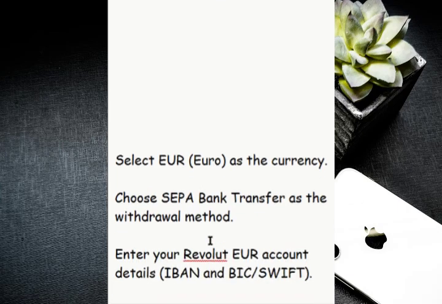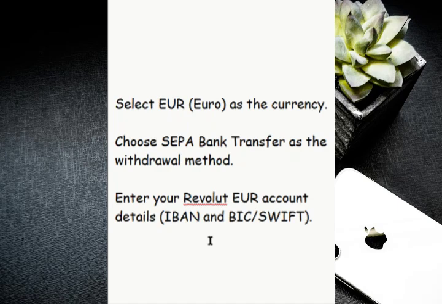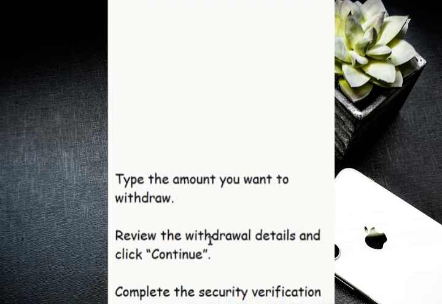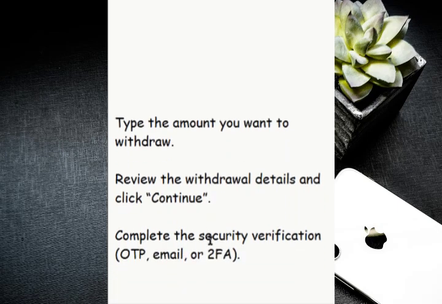Then choose bank transfer as your withdrawal method. Then from there, enter your Revolut Euro account details, which is your IBAN and the BIC or SWIFT code. Then enter the amount you want to withdraw, review the withdrawal details, and click Continue.